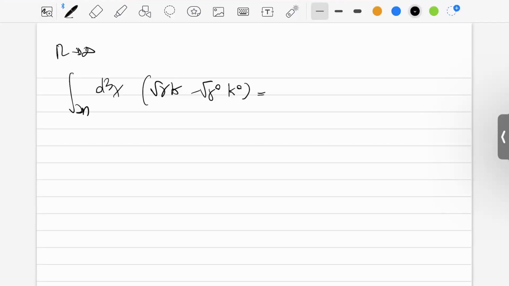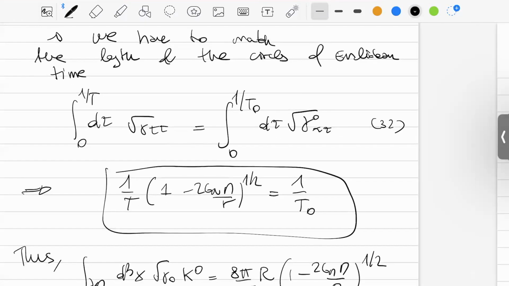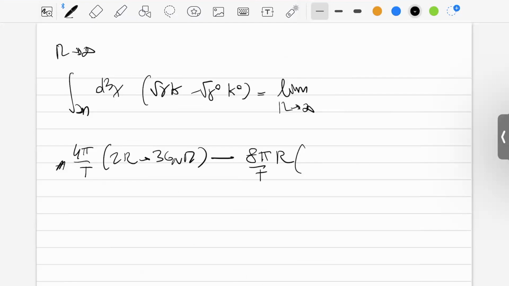So we are taking the limit for r going to infinity. So we are extending the spherical shell to infinity, so we are covering the full space-time. This is the limit of the difference. So I have 4 pi divided by T, 2r minus 3GNM, then minus 8 pi divided by T, r, and then I have this square root, which I can Taylor expand. So I have 1 minus 1/2 times 2GNM divided by r plus the other terms and so on.